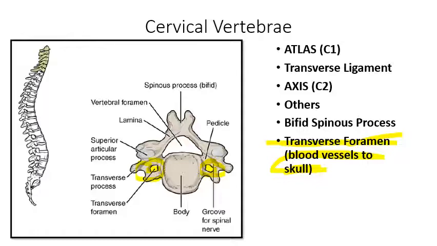And notice that the cervical vertebrae have a bifid spinous process. So instead of coming out as a single point, it's kind of a V shape like that. That is a characteristic that only the cervical vertebrae have. So there's the spinous process.